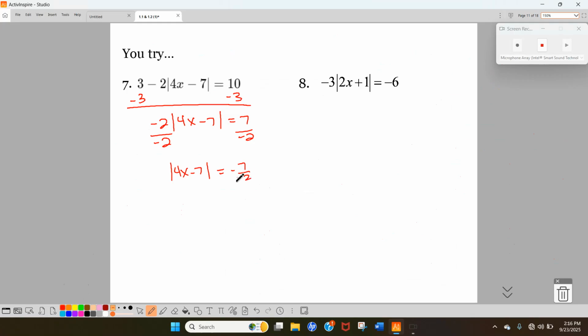And then you're thinking, oh man, she's making me work a problem with a fraction, but she's really not, because absolute value cannot equal a negative. So you can stop here and say there is no solution.